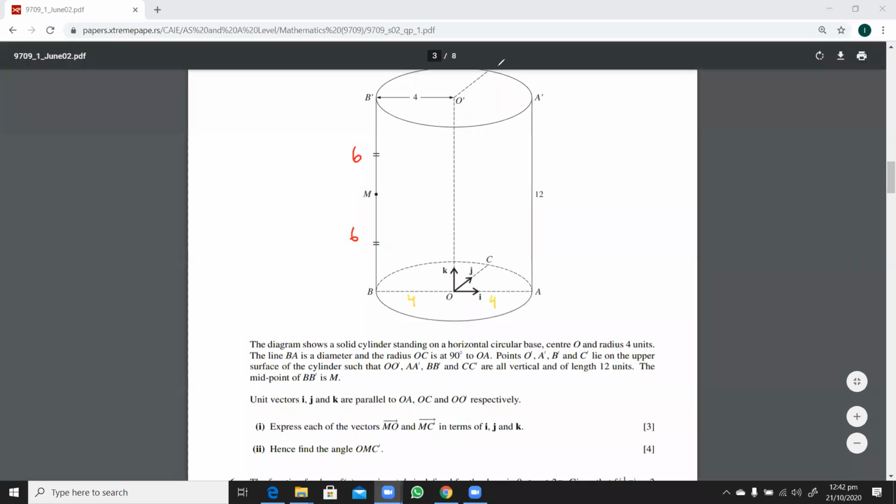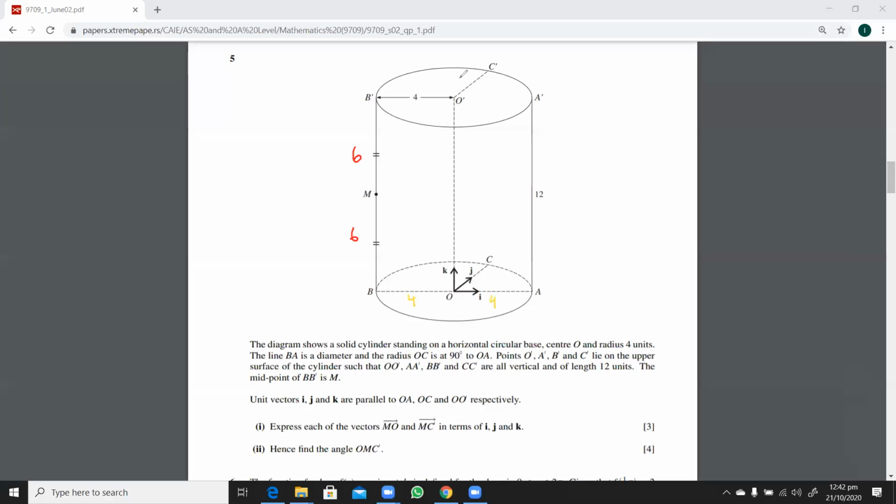And then this one is 4 here, this is also 4, this is 12. Now let's do this question. See what it says. Express each of the vectors this and this in terms of i, j, and k.